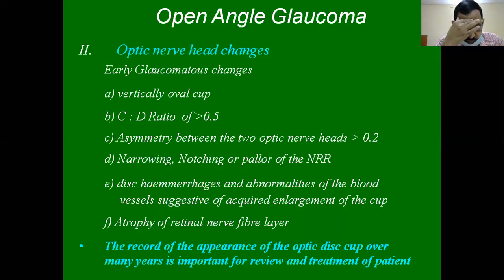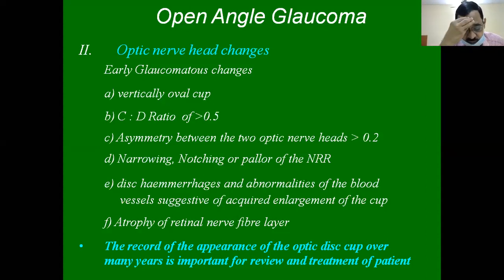So what we do is normally we will have to evaluate a stereoscopic view of the optic nerve head, optic disc, with a contact or non-contact lens. Usually we use a 78 diopter lens or a 90D lens, with a slit lamp biomicroscope. Recording and documentation of these changes is very, very important.